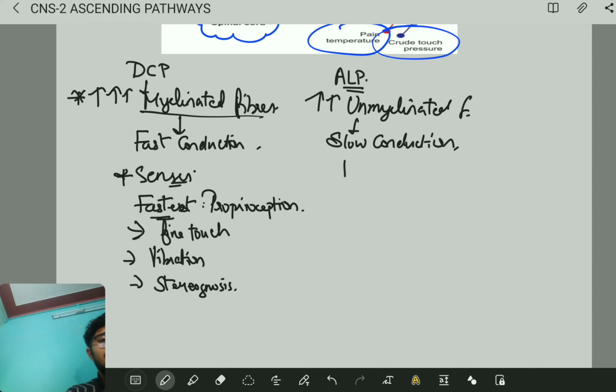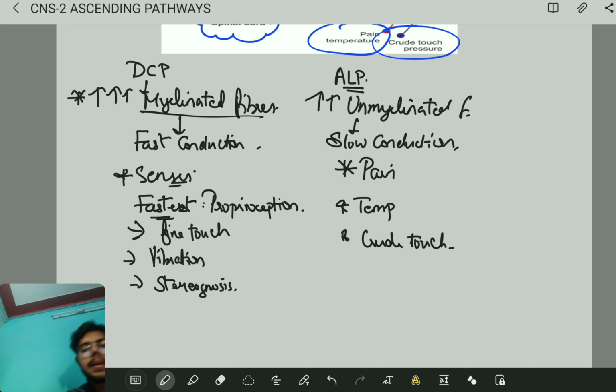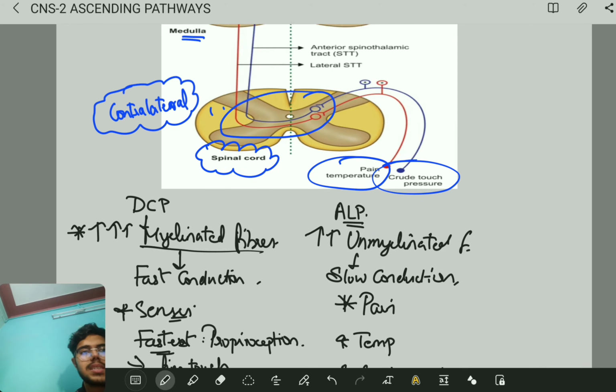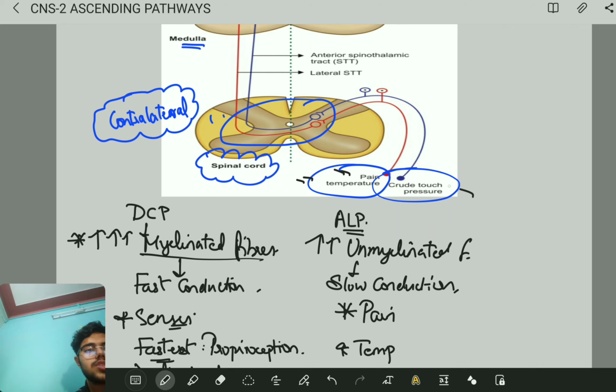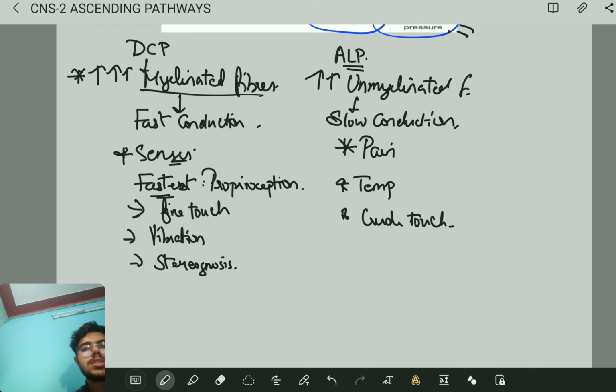Now in anterolateral pathway, what are the sensations? Tell me. These are pain, temperature, and then your crude touch. We discussed here. See, pain, temperature, and your crude touch. Yes or no? Right. So these are your sensations.